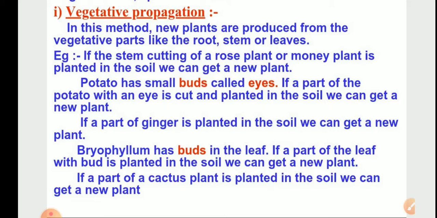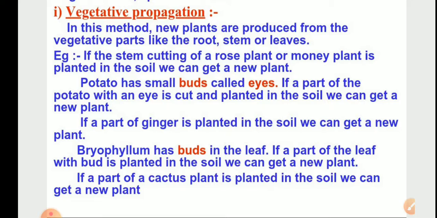Now, an example. If the stem cutting of a rose plant or money plant is planted in the soil, we can get a new plant. This is an example of vegetative propagation. We take the vegetative part, the stem, cut it from the rose plant or money plant, and plant it in soil, and after some days we get a new plant.